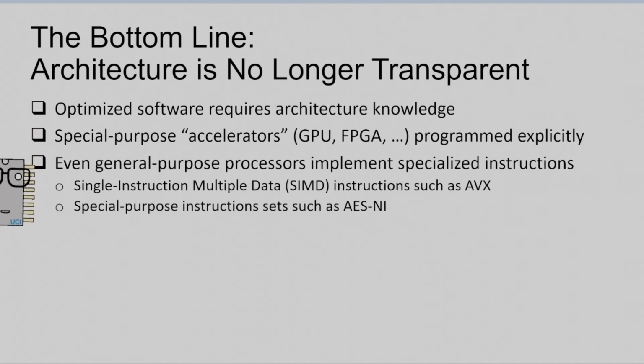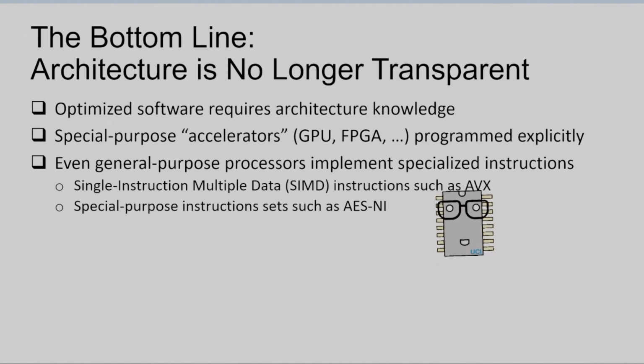And to try to overcome these performance problems, even general purpose processors are implementing specialized instructions that you need to use explicitly to extract more performance out of these processors. Things like single instruction multi-data, SIMD instructions such as AVX.